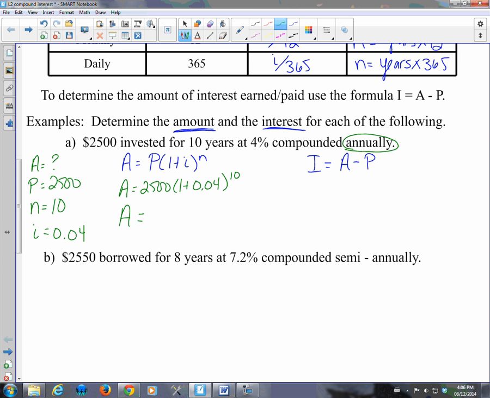Then we get out our calculator and calculate our answer. 2,500 times 1.04 to the exponent 10 gives us a grand total of $3,700.61. That's the amount that's accumulated. To get just the interest, we take the amount that accumulated with the interest and subtract the principal we started with, which is $2,500. Subtract the $2,500, and we get an interest amount of $1,200.61 in interest.